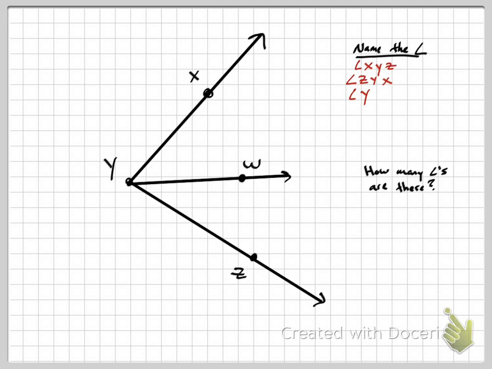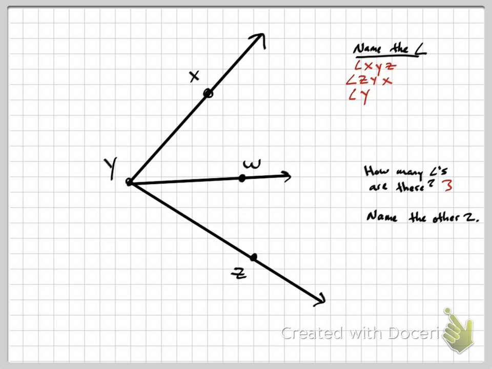So when I look at this now, I still have that big angle XYZ, but I also now have this angle here and this angle here. So there's actually 3 angles now within this diagram. So the answer to that question is there's 3 angles. So we need to name the other 2.